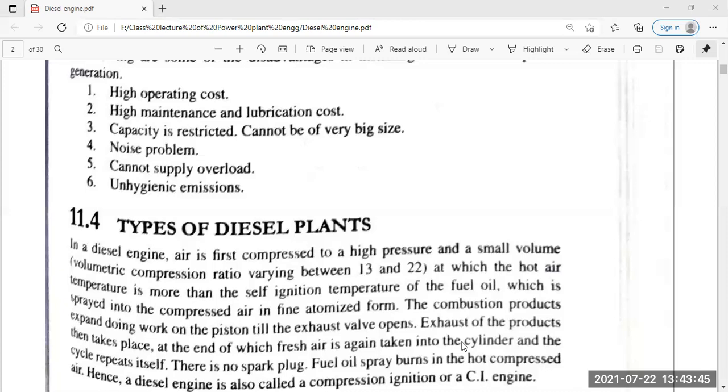So the fuel spray burns in the hot compressed air. Hence, the diesel engine is popularly known as the compression ignition engine. That is the CI engine itself.